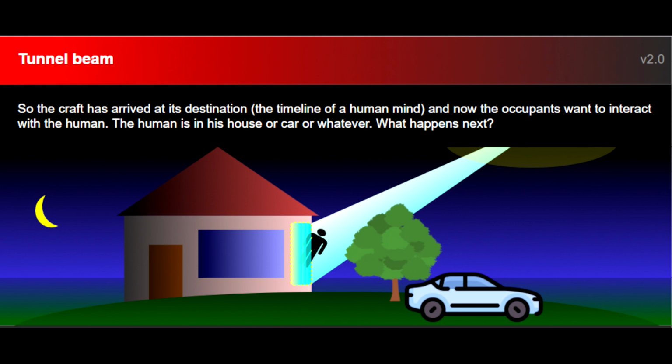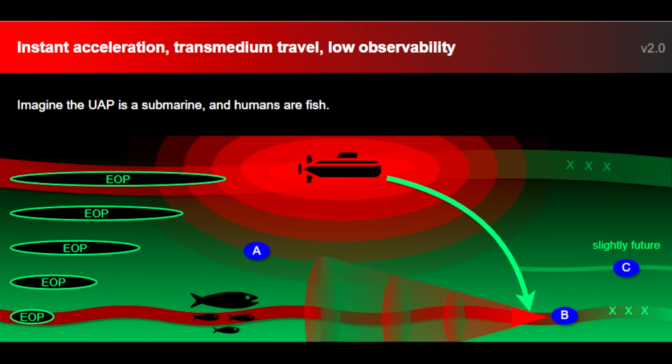Future events can force nature to allow movement through obstacles, like walls. Instant acceleration, transmedium travel, low observability. Imagine the UAP is a submarine, and humans are fish. A. The sub is in its own causal layer, having an EOP that contains much more time than a fish EOP. This extra time includes part of the future of the fish layer. To the sub, the fish are in an undetermined, invisible superposition of probabilities. The sub imprints information and this ripples outwards, backwards in time on the fish layer. By the time the ripples reach the fish layer, the fish experience them as weak constraints, physical forces.